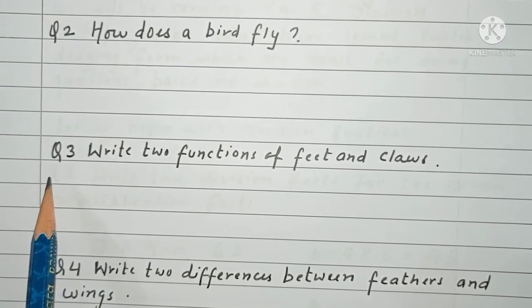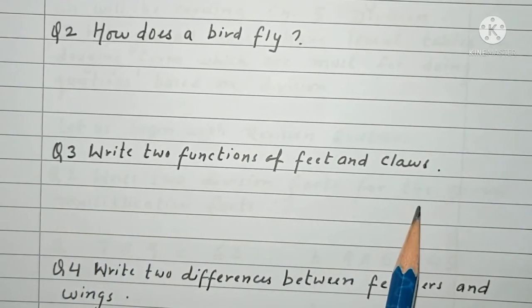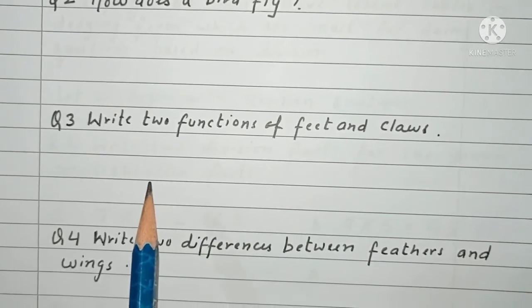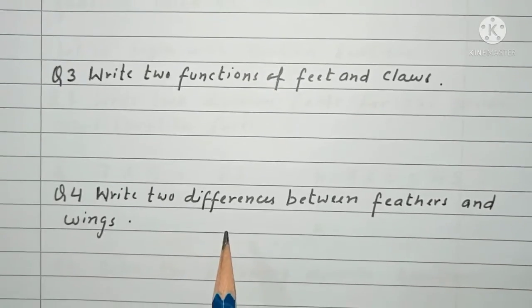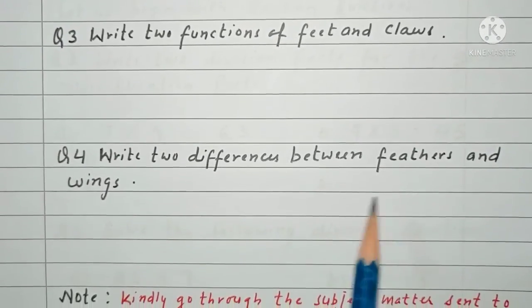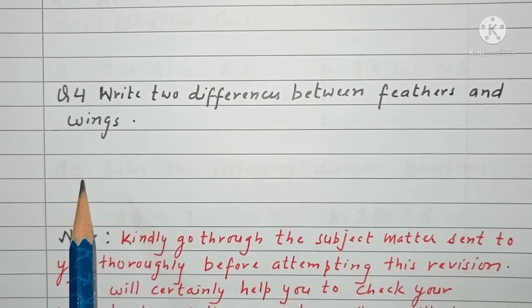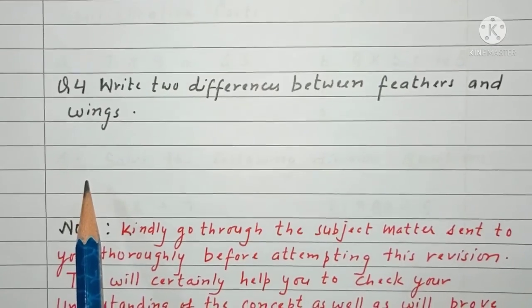In question number 3, we have to write down two functions of feet and claws. Feet and claws are how helpful for the birds. And question number 4, you have to write down two differences between feathers and wings as we have discussed them in the chapter. So first of all, learn all things very nicely and then do this revision.